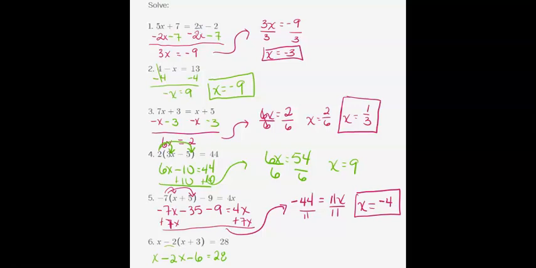And then I'm going to simplify that by collecting like terms. Negative 2x plus x equals negative x. Minus 6 equals 28. I'm going to add 6 to both sides. And I get, up here, negative x equals 34. Therefore, positive x equals negative 34.